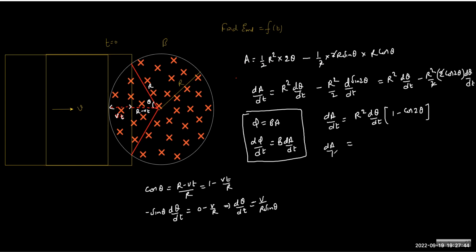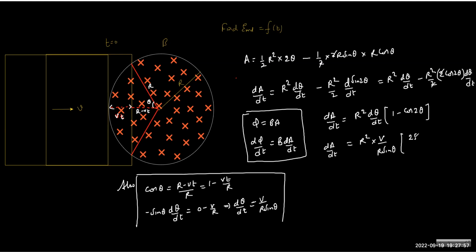So finally, dA by dt, how much are you getting? So r square, and d theta by dt is v by r sin theta, and 1 minus cos theta we can write as 2 sin square theta. So the answer is a very nice, simple answer. What is the answer? It is 2vr sin theta. Understood? Is this clear? Yes, sir.